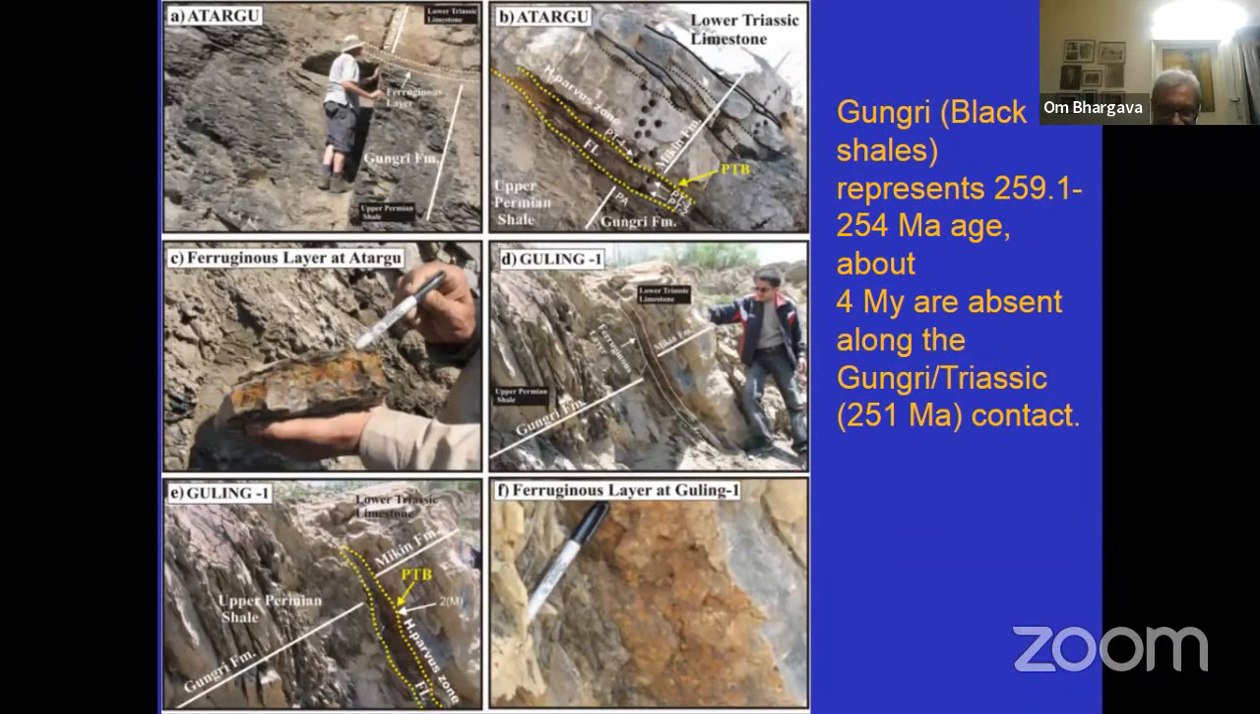Now, unfortunately, as I said, the first three or four localities can't be seen anymore because they constructed a wall. Now, Gungri black shale represents a shale about 250 million years in age, and 4 million years are absent along this contact. It varies from 3 to 4 million years. The absence means we really do not know where the sedimentation ended. Because when the sedimentation ends, then there is erosion. In some places the erosion may be more, other places the erosion may be less. Where the erosion is less, the break may be smaller. Where the erosion has gone much more, then we say the break is 4 million years.